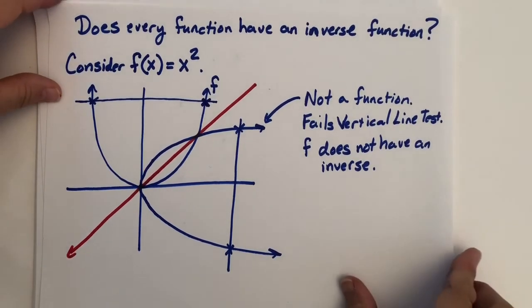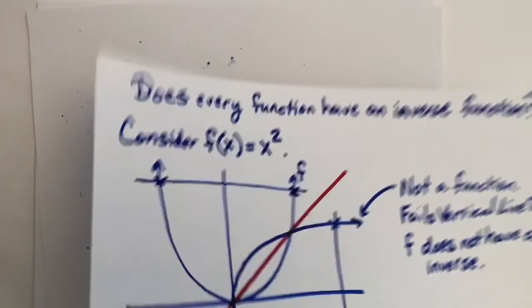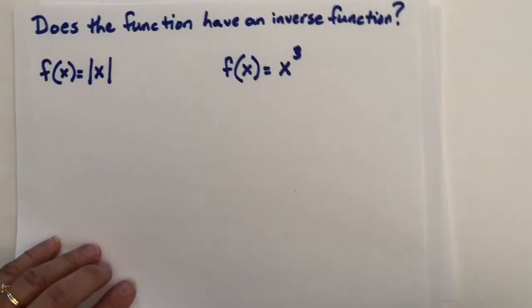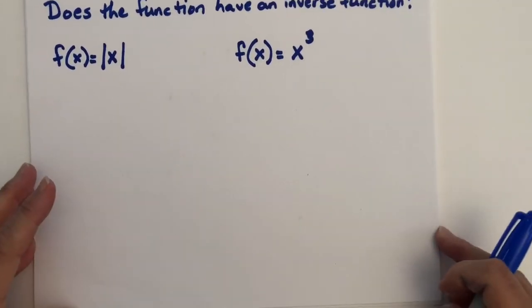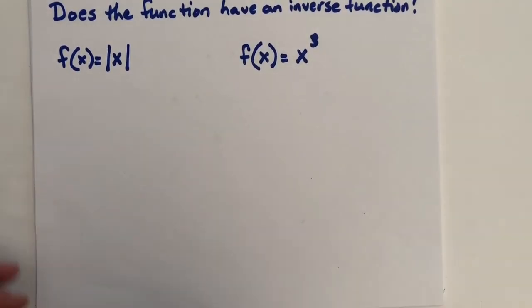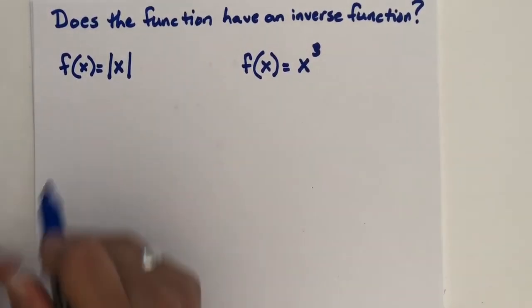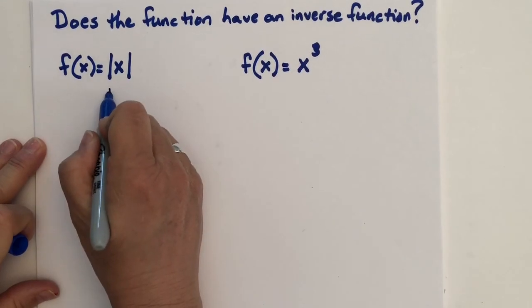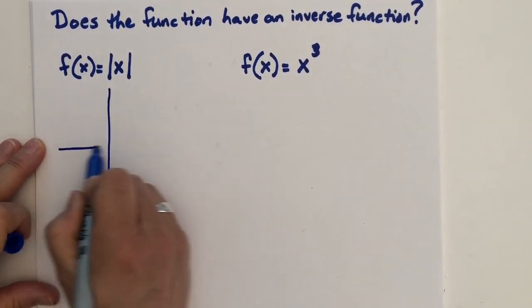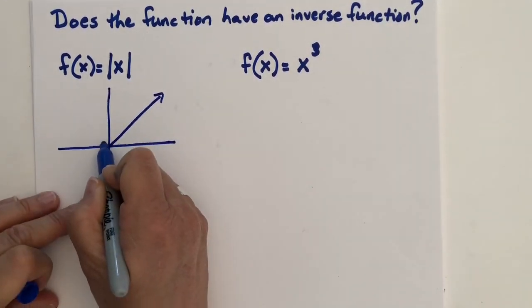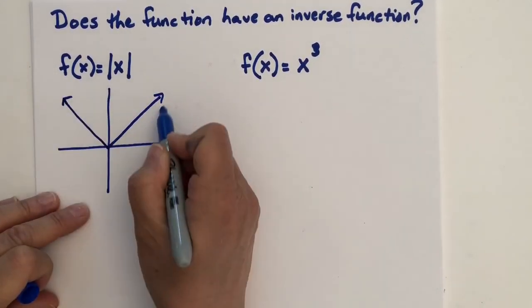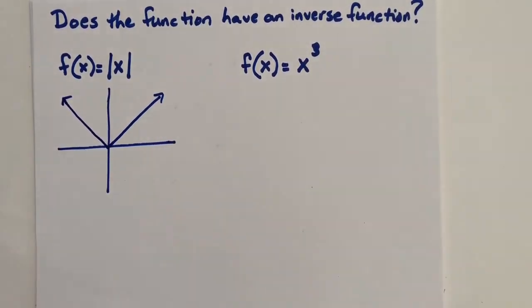So let's consider this function. We'll do 2 of them. And for each, the question is, does the function have an inverse? Well, we can simply look at the graph for these 2 functions because we know what the graphs look like. So let's start with the absolute value of x. I hope you remember that it looks like a V. Remember, with one part having slope 1 and one having a slope of -1.